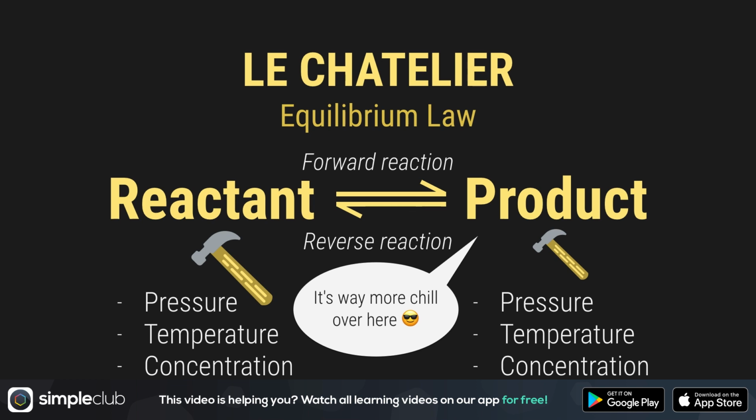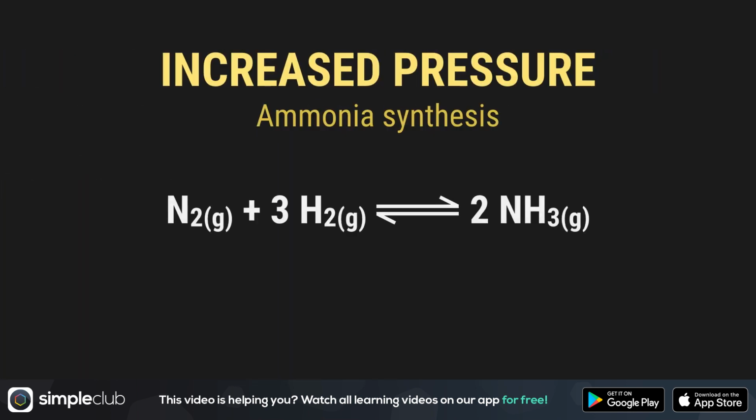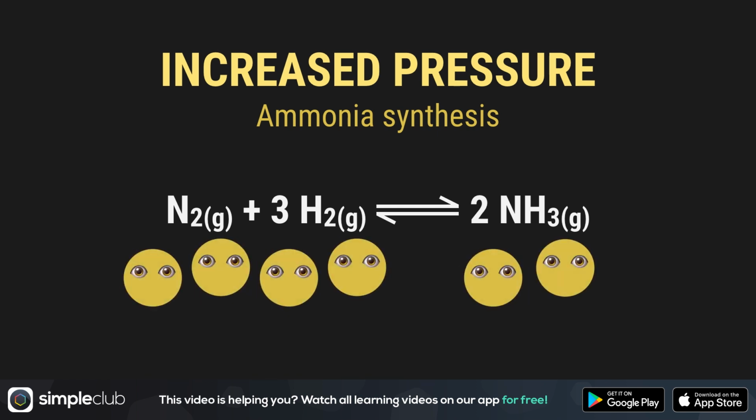We'll start with pressure, which is very important for gases. The best example here is ammonia synthesis. So nitrogen reacts with 3 times as much hydrogen to form 2 ammonia particles. What's important here is the number of gaseous particles on both sides of the reaction. On the left side of the reaction equation, you can see 4 gas particles and only 2 on the right.